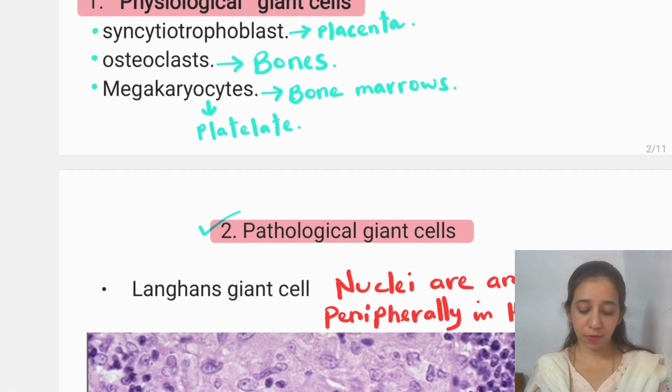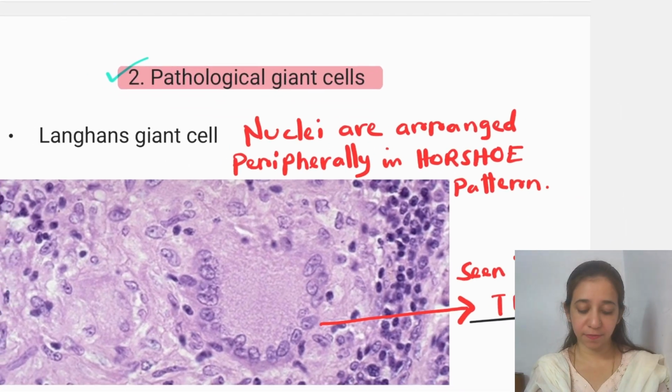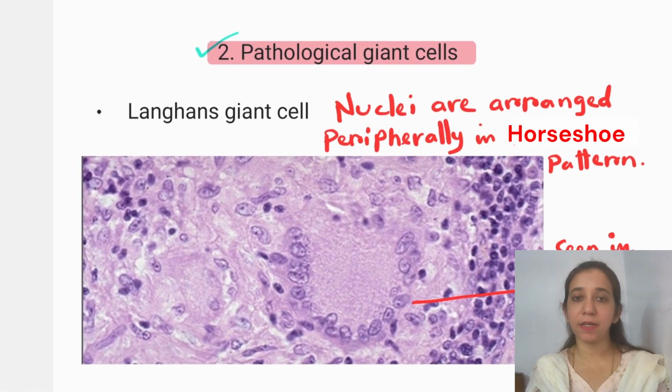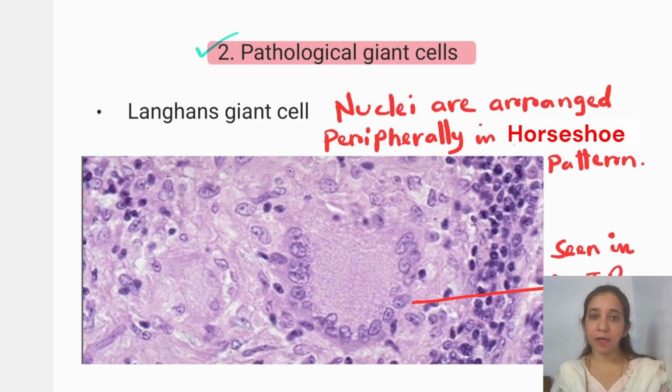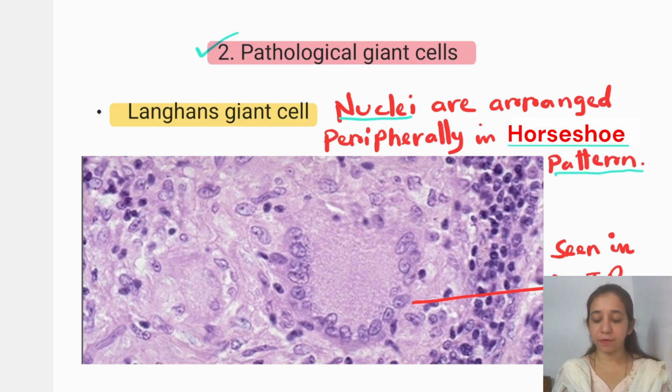Now the pathological giant cells. We know that the giant cells are the multinucleated cells. There are different types of pathological giant cells which are seen in different types of diseases. The first one is the Langhans giant cells. In case of Langhans giant cells, the nuclei are arranged peripherally in a horseshoe pattern.